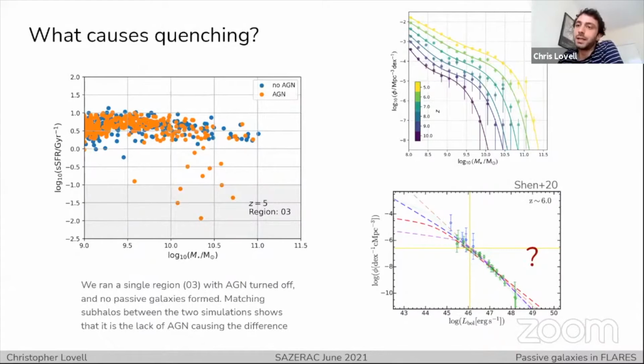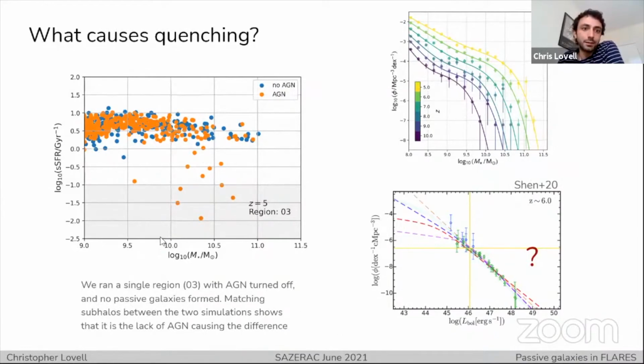But as a first test, we ran one of our regions with the AGN turned off, and the clear point, with this on the left, is that you don't see any passive galaxies in that no-AGN run. So it's clearly AGN that are causing passivity in these very high redshift galaxies.